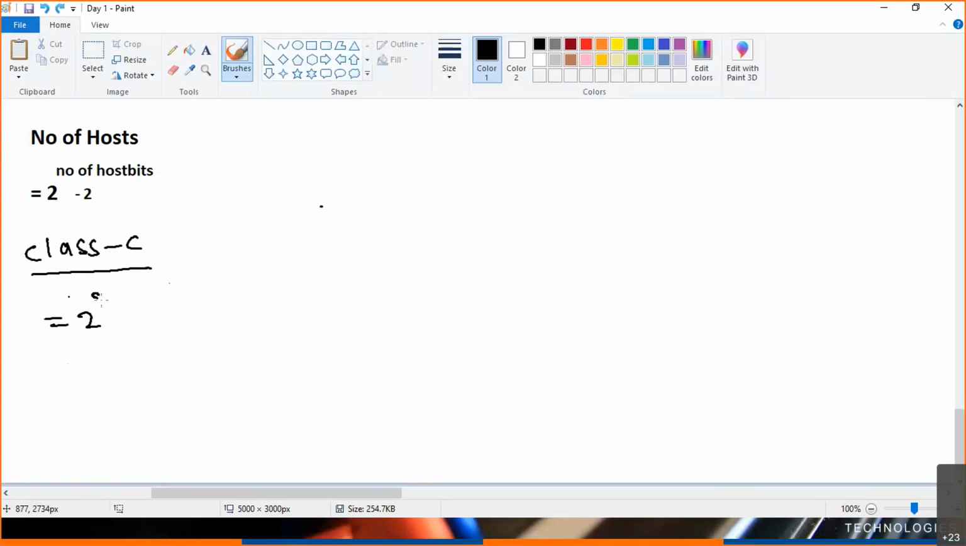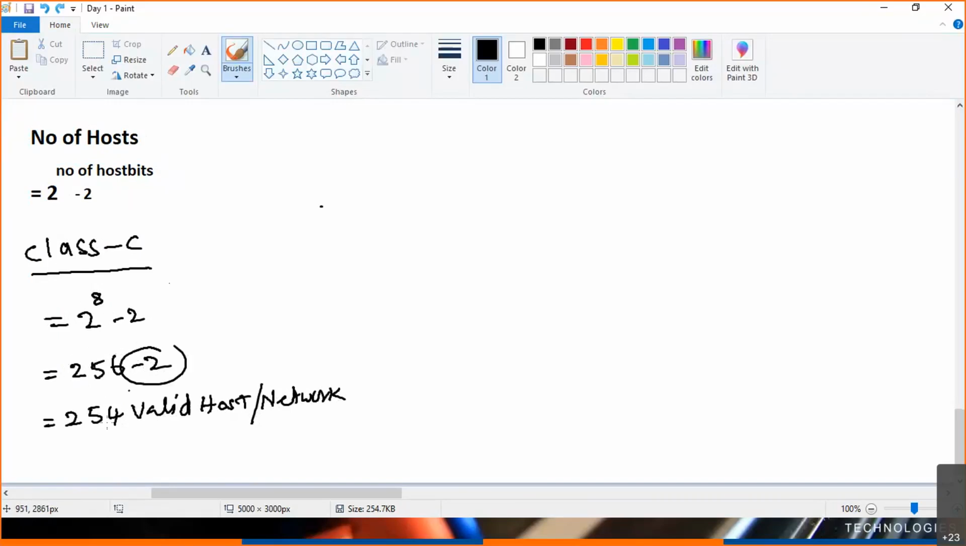2 power 8, base minus 2. So what is the value of 2 power 8? It is 256. 256 minus 2 is 254. So 254 usable, valid hosts per network in Class C. Actually we have 256, but 2 IPs are minused, so the usable count is 254 valid hosts per network.